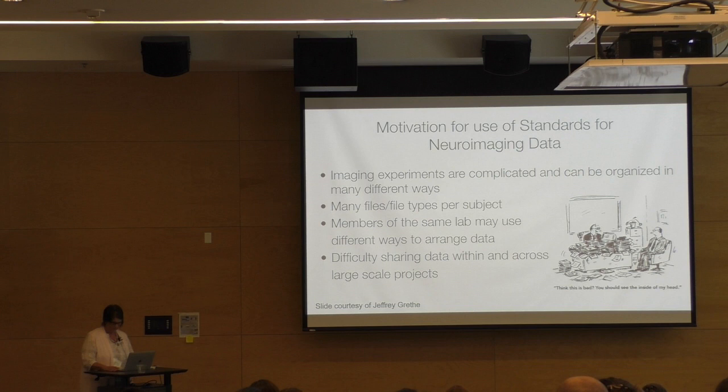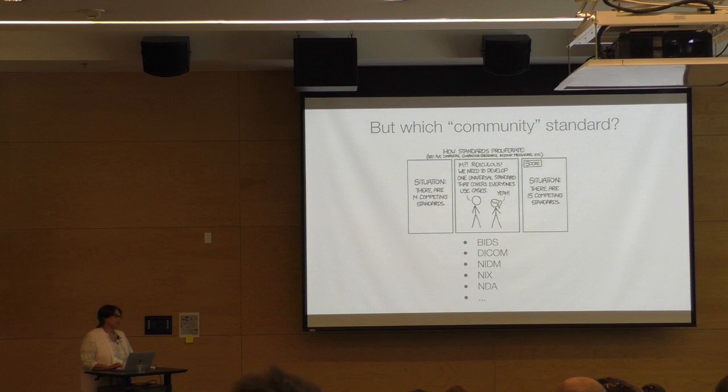But what is a community standard, and which community standard, right? You've all seen this cartoon. There are 14 competing standards. Ridiculous. We need to develop one universal standard. Situation: there are 15 competing standards. And we have already heard some of these. We have BIDS, we have DICOM, we have NIFTI, we have NIDM, we have NICS, we have NDA.